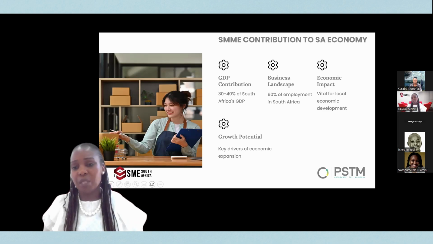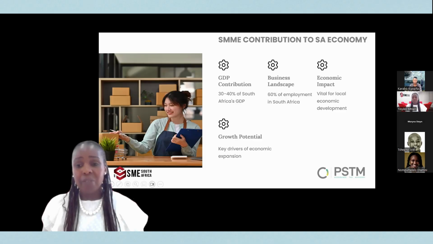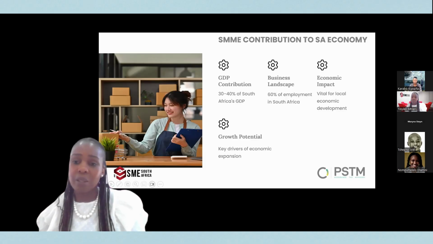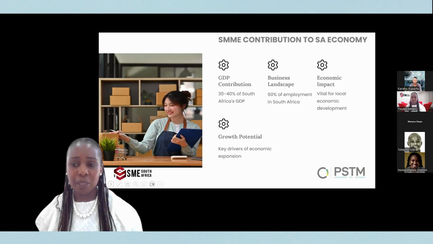In terms of jobs, 60% of the employment in South Africa comes from the SMME sector. It's quite big. So we play a very vital role. It's important for us to create businesses that are sustainable because we are creating jobs, we are creating employment. So sustainability is very, very crucial. Let's ensure that we put together these good governance practices so that we're able to continue to assist in this employment in South Africa. It's vital for local economic development and it's a key driver for economic expansion.